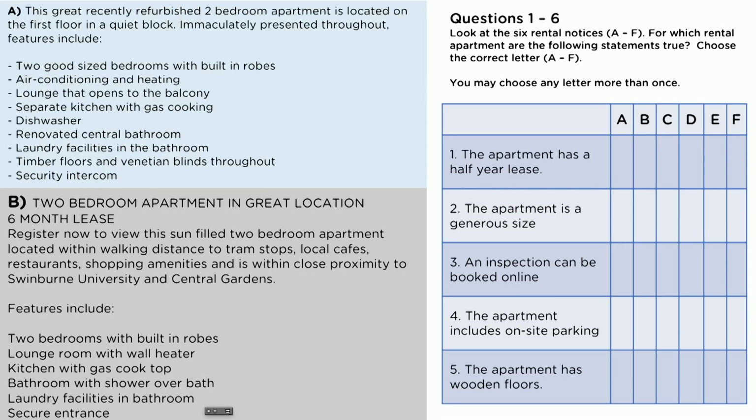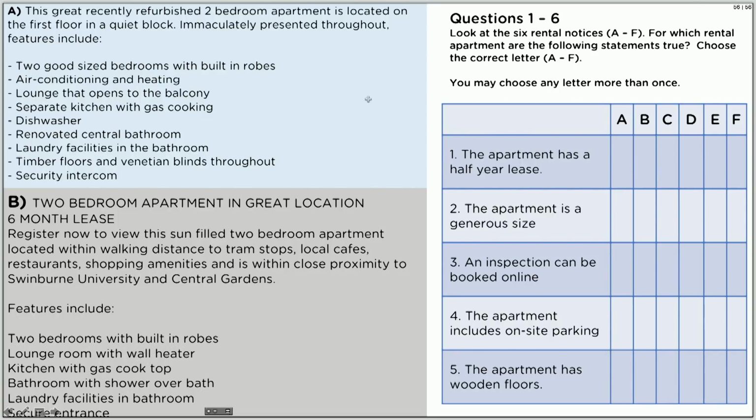Okay. So what we need to do is we need to firstly understand what's going on. It says, look at the 6 rental notices A to F. For which rental apartment are the following statements true? So here are the statements. The apartment has a half-year lease.